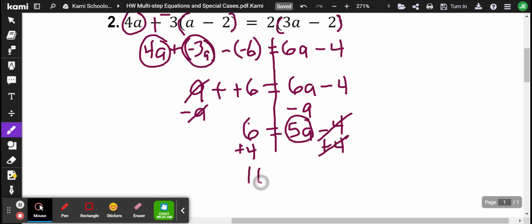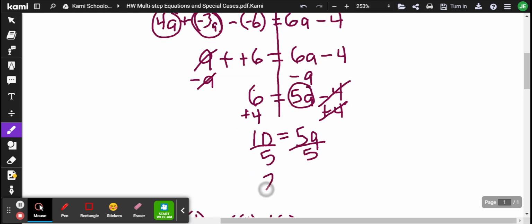So now we're left with 10 is equal to 5a. And now we're going to divide both sides by 5, and we're going to arrive at our solution of 2 is equal to a, or a is equal to 2.